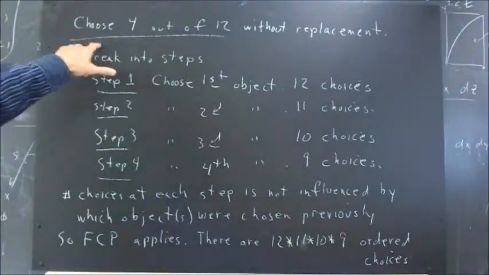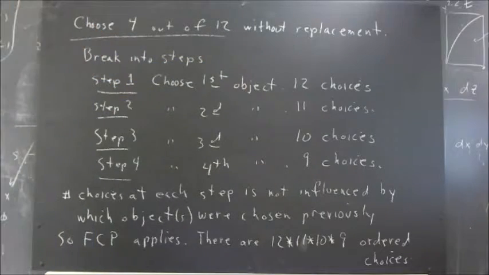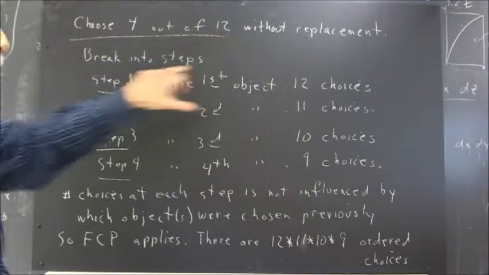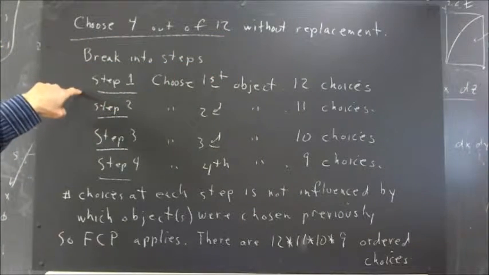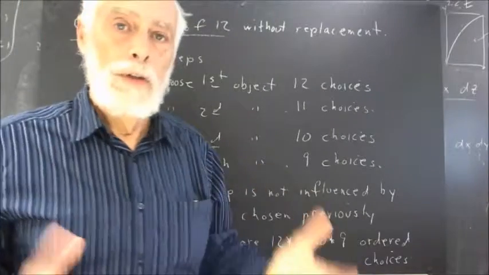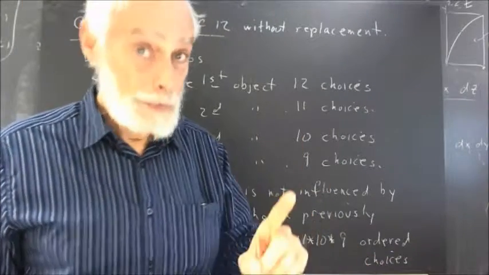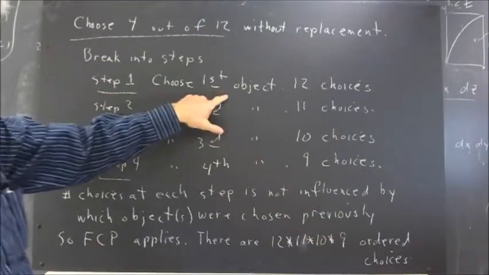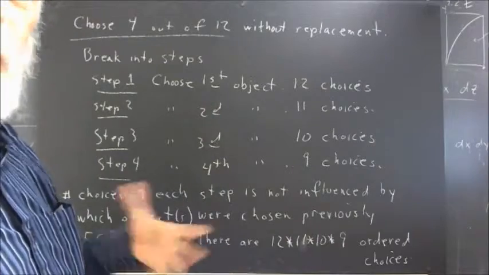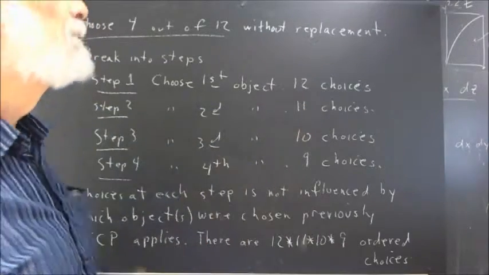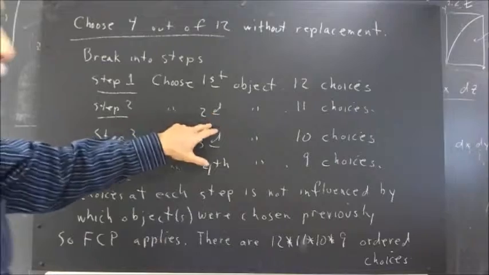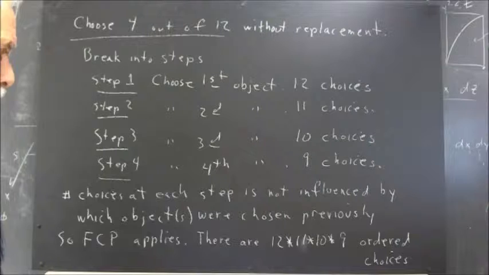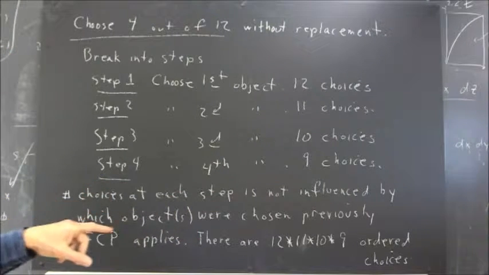So the question is 4 out of 12 without replacement. To answer this, we think of breaking the selection into steps. First step, what's the first thing you're going to do if you're going to choose 4 objects? Well, you're going to choose the first object. So step 1, we choose the first object. How many choices do you have for the first one chosen? Well, 12. Step 2, we choose the second object. There are 11 choices. Step 3, the third object, there are 10 choices, and 9 choices for the fourth object.